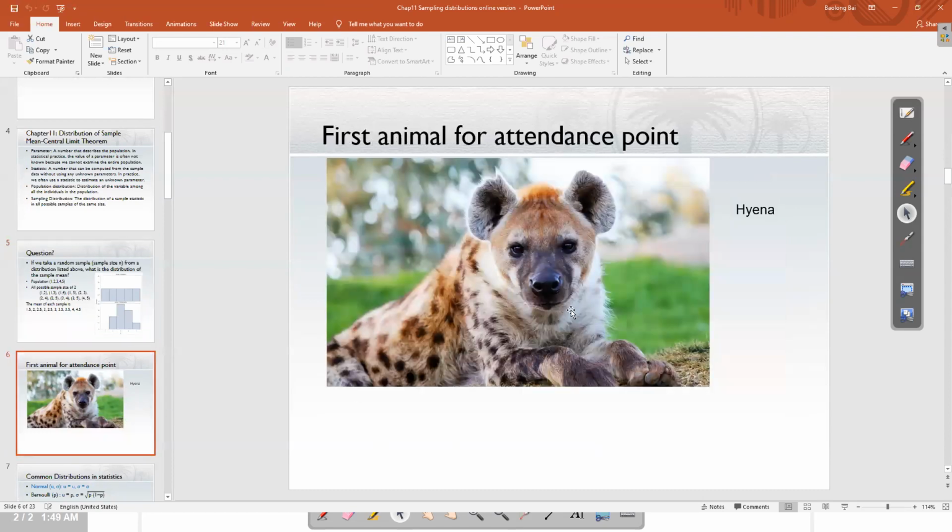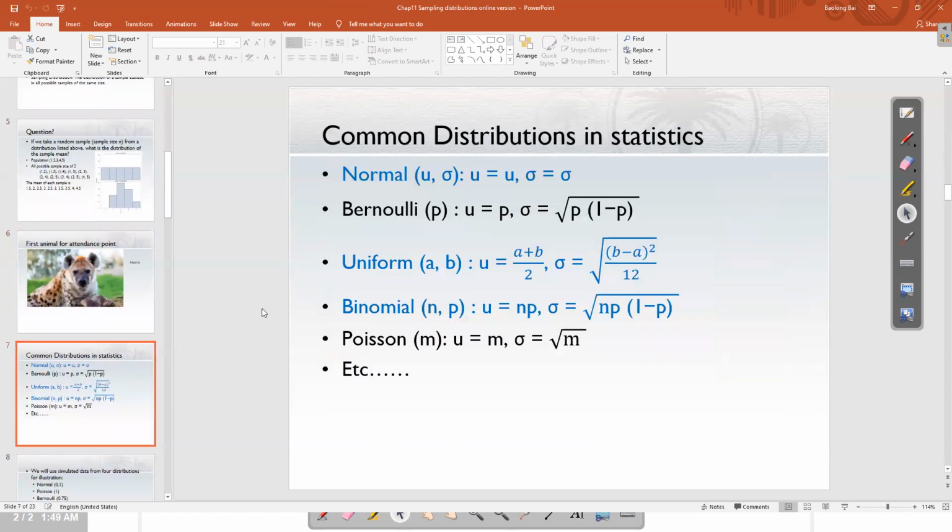So this is the first animal for attendance points. This is a hyena. Right. So in here, we're going to start with a few different populations. We learned normal distribution, right? We just finished it. We learned binomial distribution. And we learned uniform distribution. Not really in much detail, but remember in the density curve, we have a flat rectangular shape density curve. That's what a uniform distribution is.